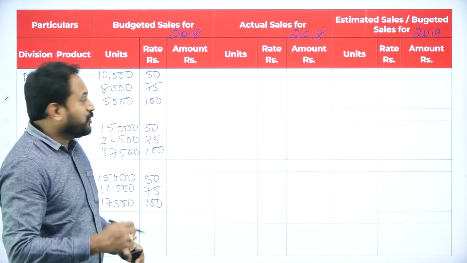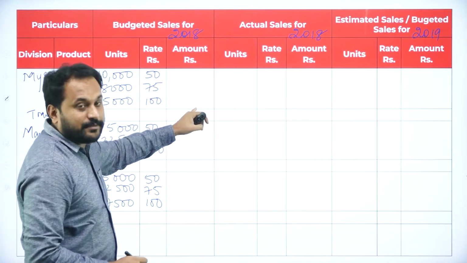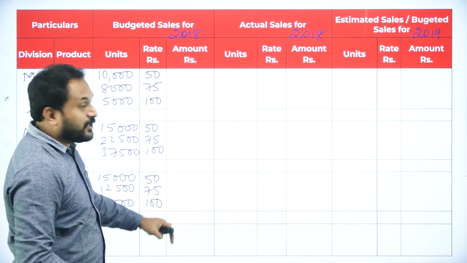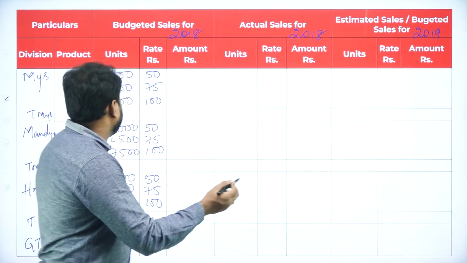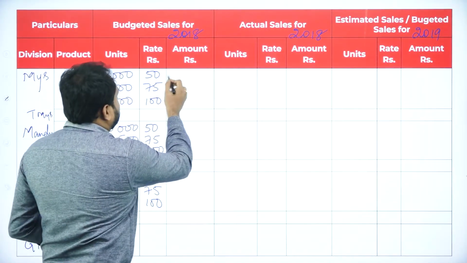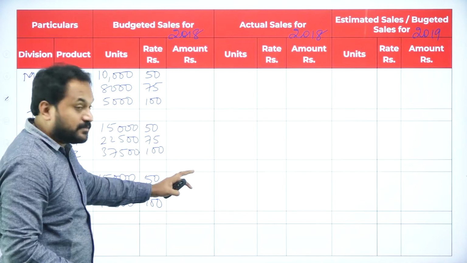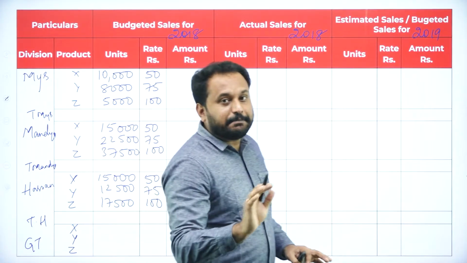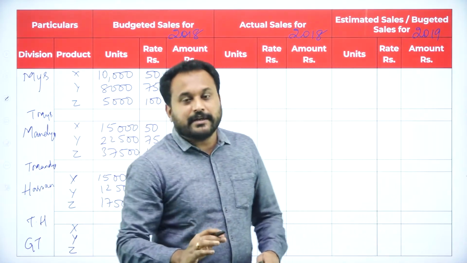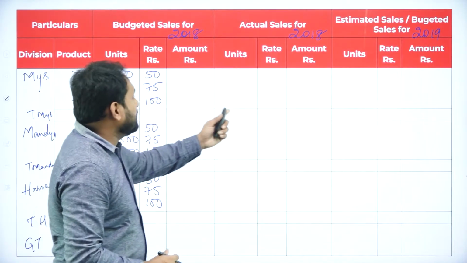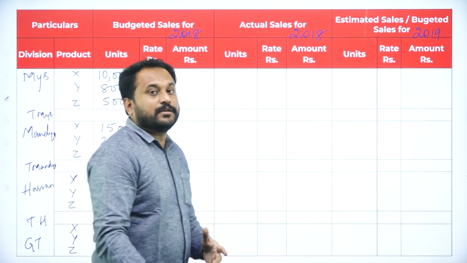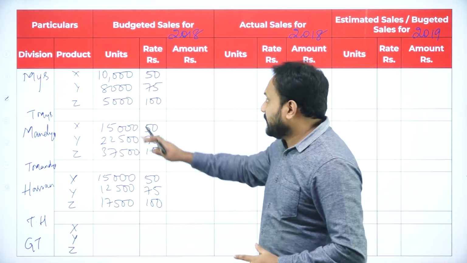So meanwhile, I want you people to actually calculate the amount column here. Everywhere you are supposed to calculate the amount. How is it? 10,000 into 50 is what you are supposed to write. Done. So this is what the budgeted sales we are done with. Next, we are supposed to go with the actual sales. Before that, I want you people to actually calculate each and everything here.